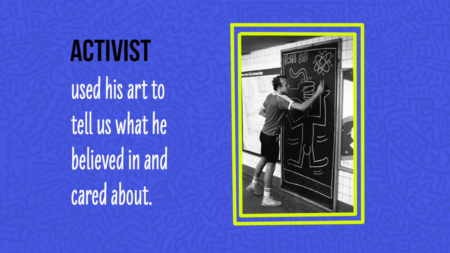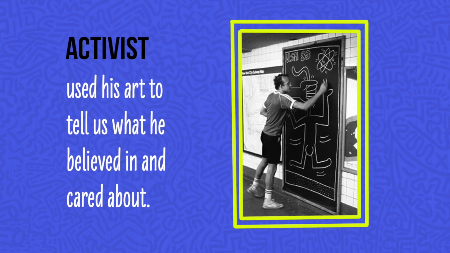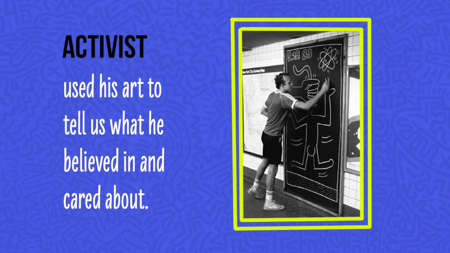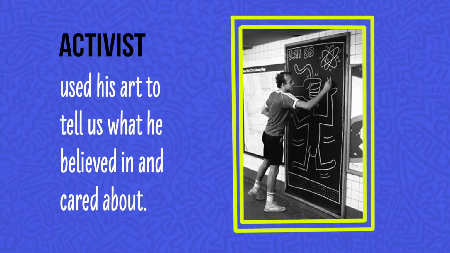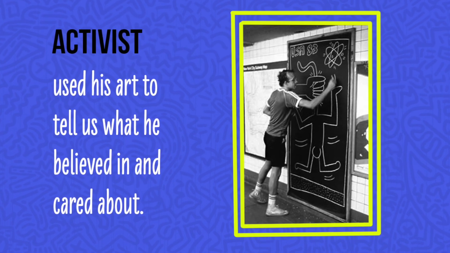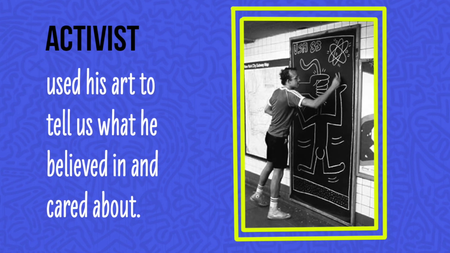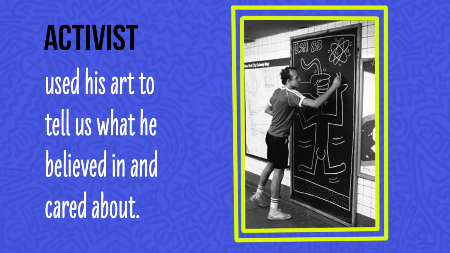When he was 20, Keith moved to New York City and drew all over the city. He loved going into subways and drawing smooth white lines on black panels with chalk. He was an activist artist. He used his art to tell us what he believed in and cared about.